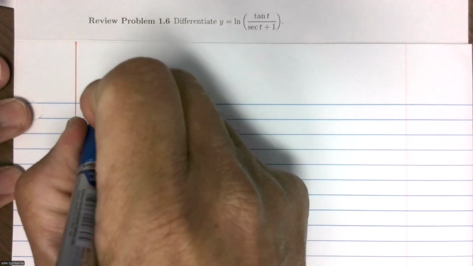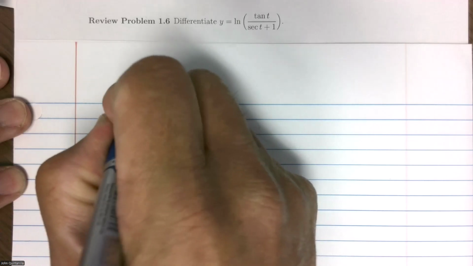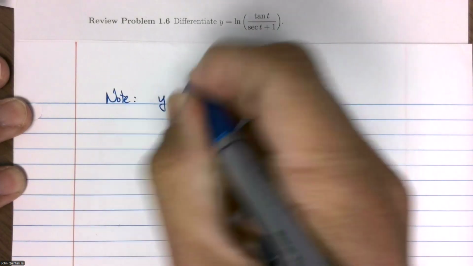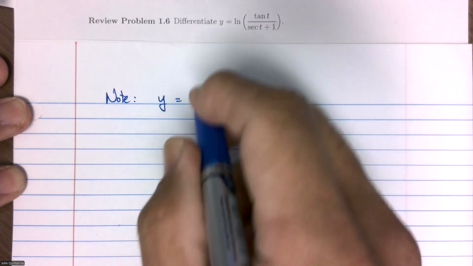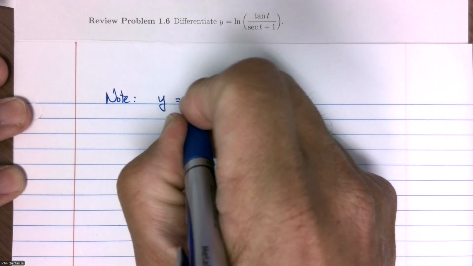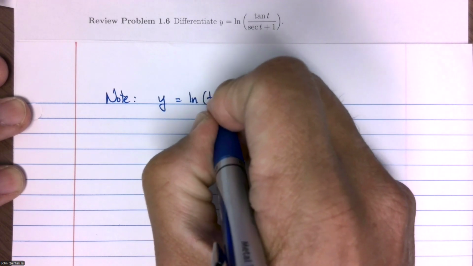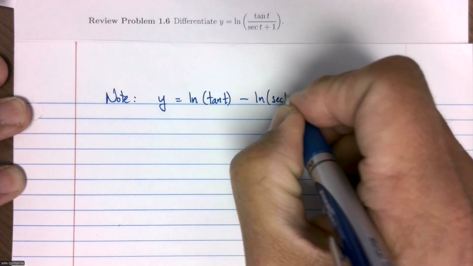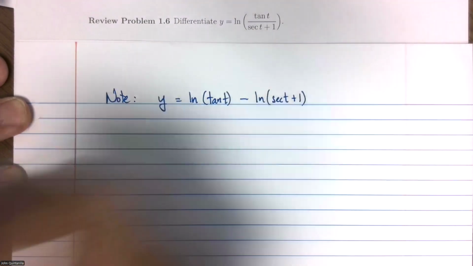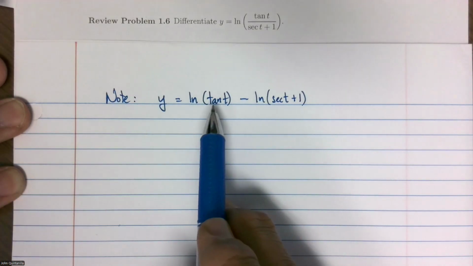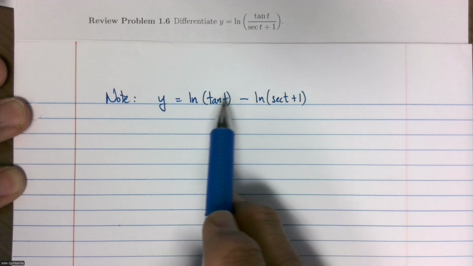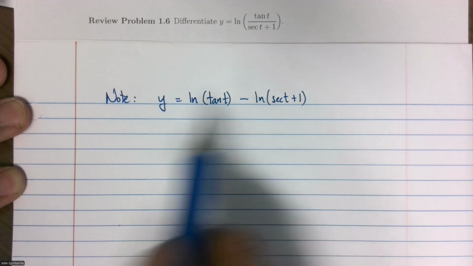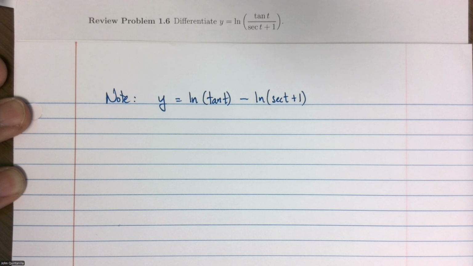Instead, what I will do is that we start with a property of logarithms. So I have the natural log of a quotient. And so I can write this as the natural log of the numerator minus the natural log of the denominator. And so I have simplified this considerably. There's no longer a quotient anywhere. And so the quotient rule is no longer necessary in order to find the derivative.